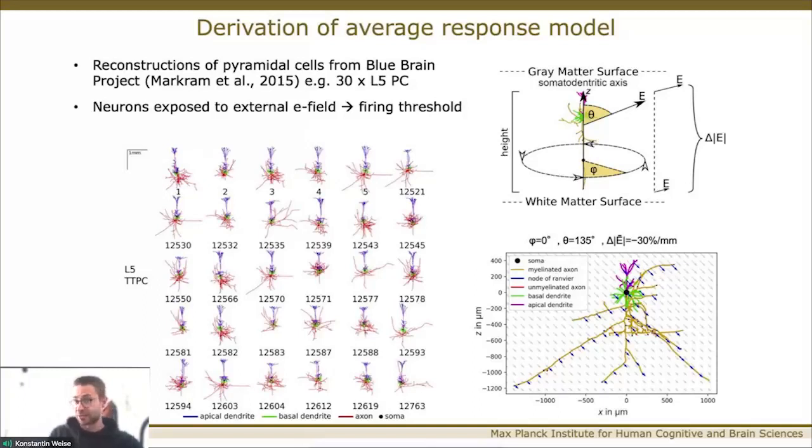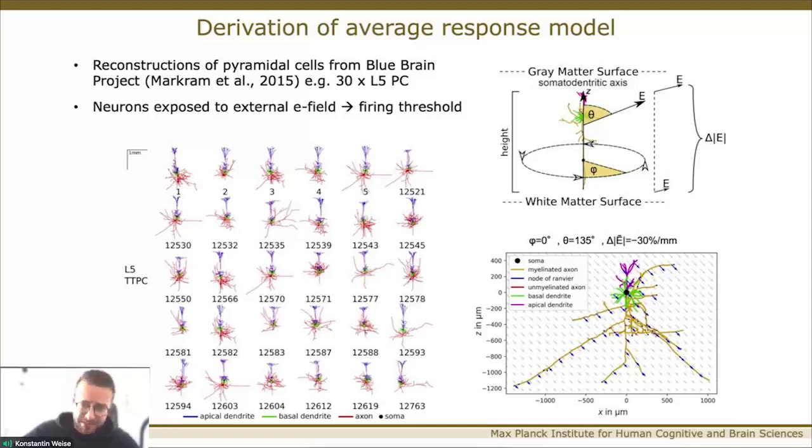potential electric field drop over the cortex between the gray and white matter surface, so over the neuron, which we also considered. We calculated the electric field thresholds for stimulation and action potential generation for every different electric field parameter, phi angles, theta angles, and delta E values, and averaged them over the set of neurons to determine an average threshold map of this cell type.